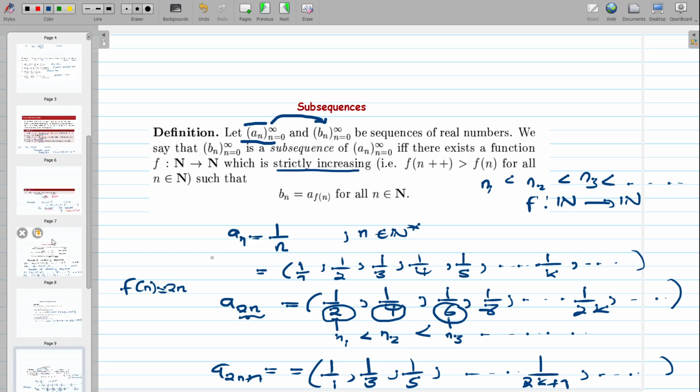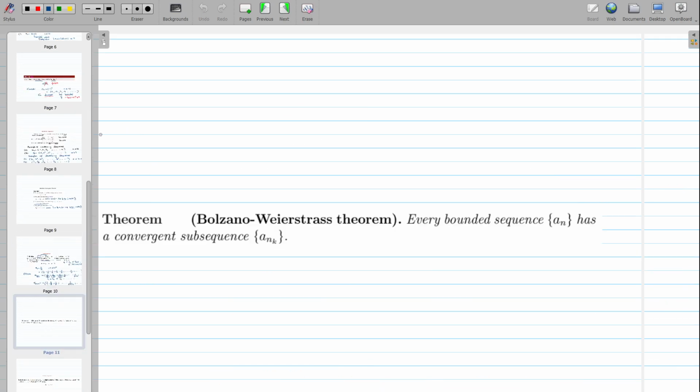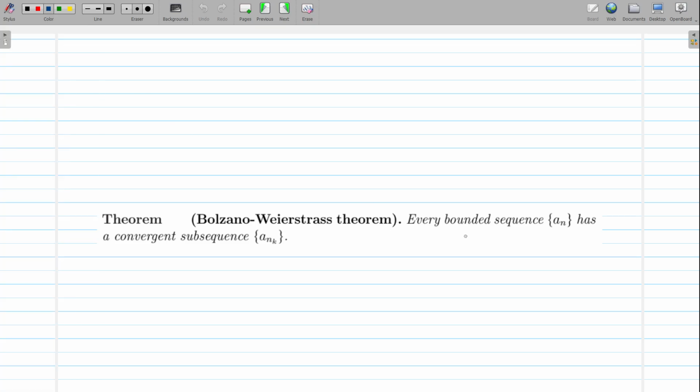And then another interesting theorem on subsequences is the Bolzano-Weierstrass theorem, which tells us that from every bounded sequence, we can basically extract a convergent subsequence. So if we have a bounded sequence a sub n, we can extract at least one convergent sequence, which is going to be a sub n_k.